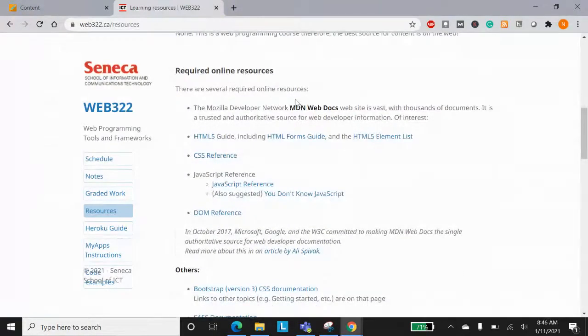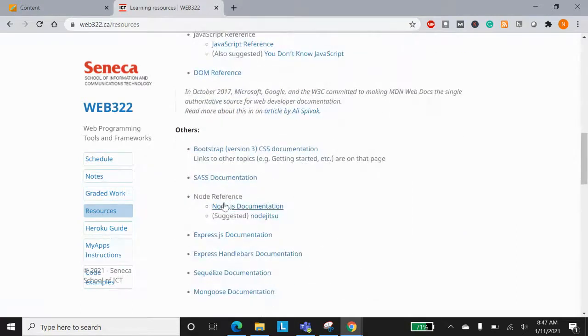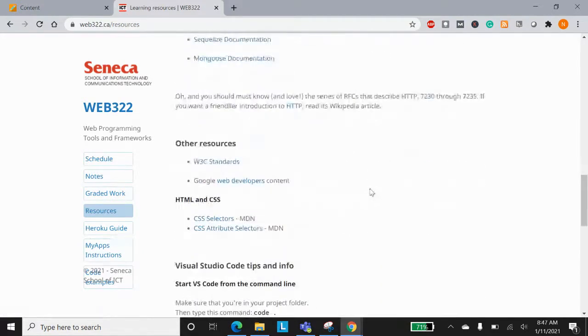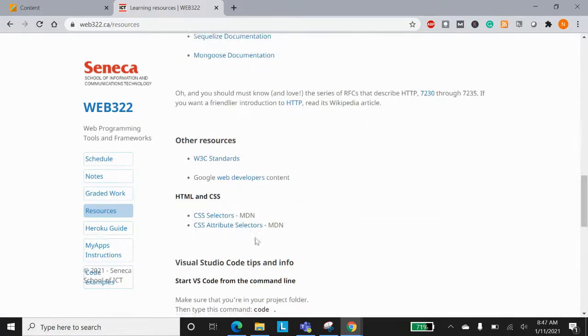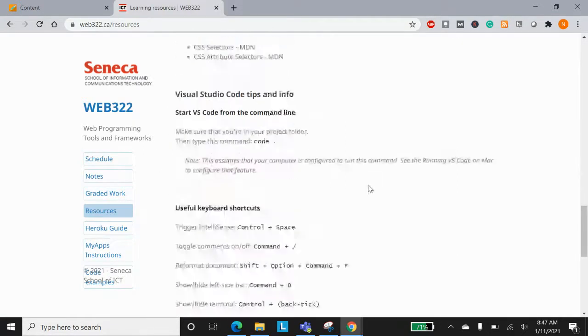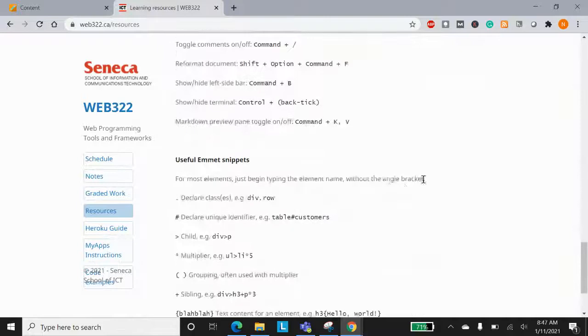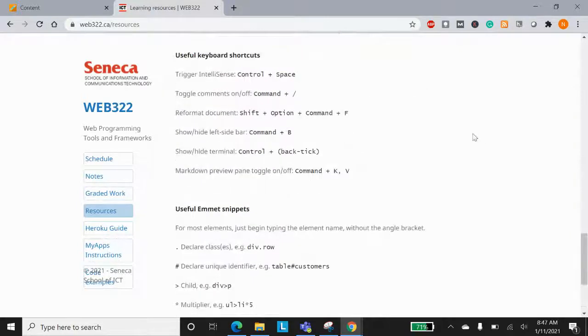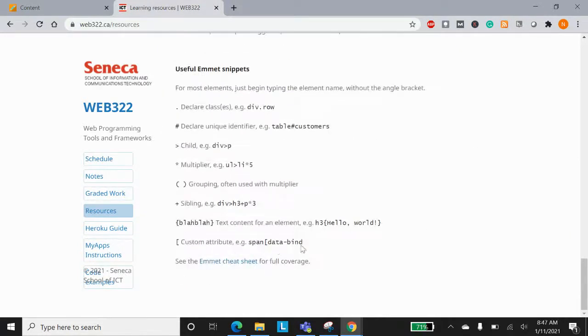The required online resources are the MDN Web Docs, which has thousands of trusted and authoritative sources of web development information: HTML5, CSS reference, DOM reference, and documentation of the different software we'll be working on, W3 standards, and all those CSS selectors. And the useful keyboard shortcuts and all those things are discussed over here. Okay, what I'll leave you with is something that we have to do.